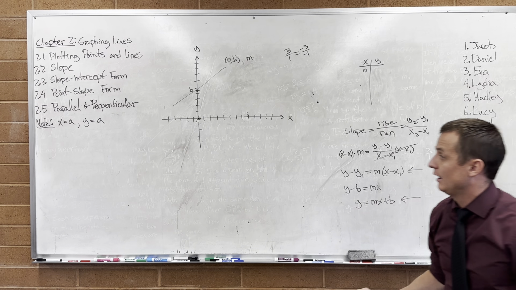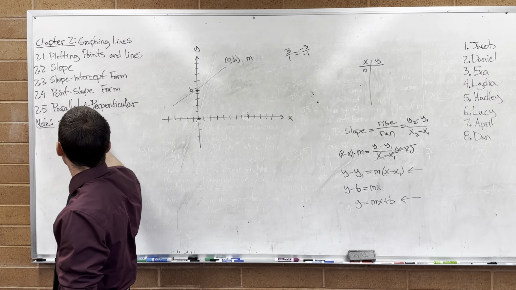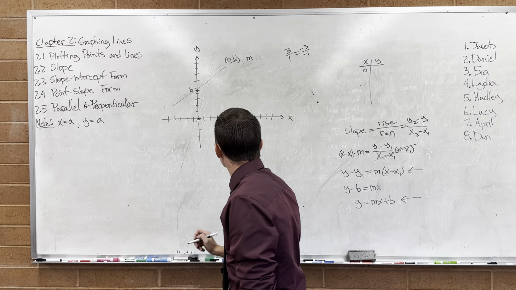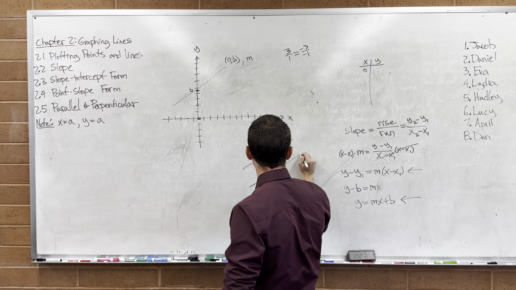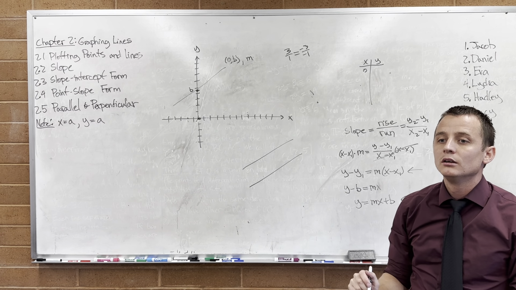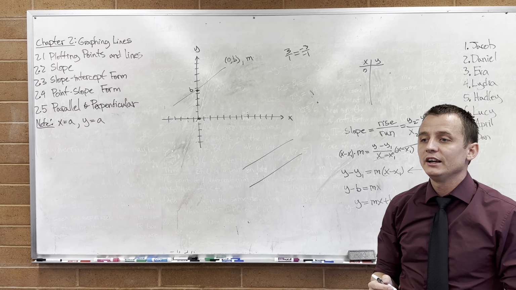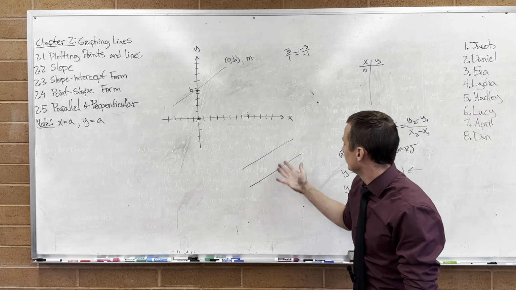Right? Okay. Last thing we need to talk about is parallel and perpendicular lines. What does it mean for two lines to be parallel? If I have a line here and this line is parallel to it, what does that mean? They'll never intersect. What does it mean in terms of things we talked about today?